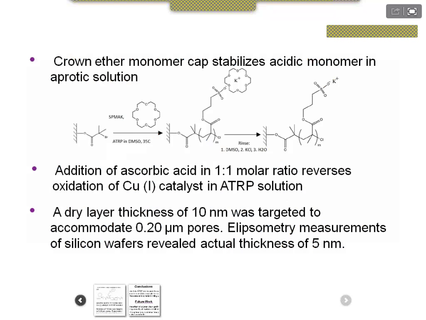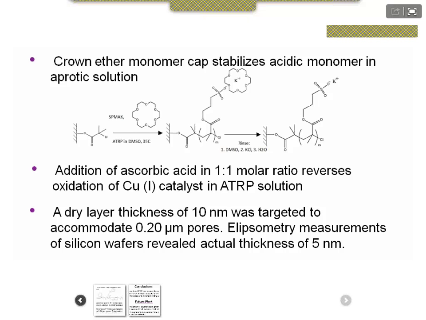Now a few notes about our ATRP reaction. The addition of the monomer cap is a unique idea that stabilizes the acidic monomer in an aprotic solution as shown in the diagram. Ascorbic acid was also added in a 1:1 molar ratio with a copper-1 catalyst. This is because copper is easily oxidized, and ascorbic acid is a strong reducing agent capable of reversing copper's oxidation.